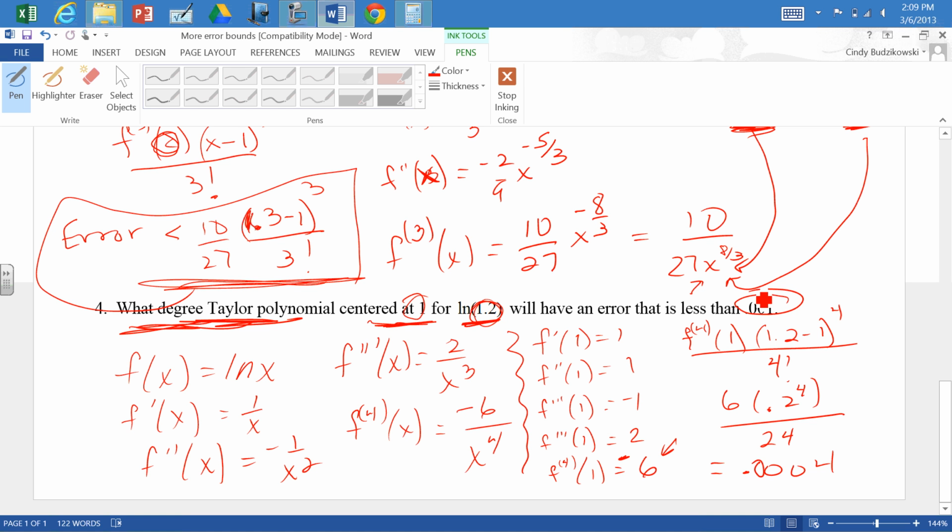So that tells me, since the fourth degree term gives me a number that's less than 0.001, I have to use a third degree Taylor polynomial to have an error that's going to be less than 0.001. So our answer here is third degree. Hopefully that makes sense. And if you come up with a better way other than trial and error, we'll talk about it in class. Okay?